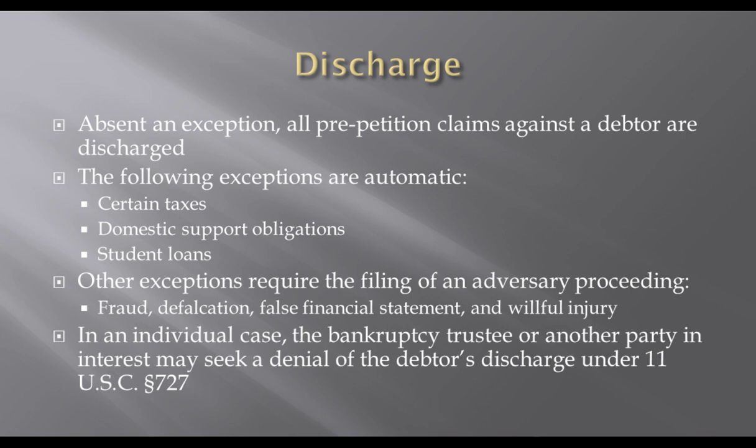But if someone commits a tort or breaches a contract after the petition date, then that's typically not subject to the discharge, and the other party can continue and try to collect on that post-petition claim. There are certain exceptions to the discharge which are automatic, and when I say automatic, that means there's no requirement of any filings in the bankruptcy court to except these from discharge. And those typically happen with certain taxes, domestic support obligations, and student loans.